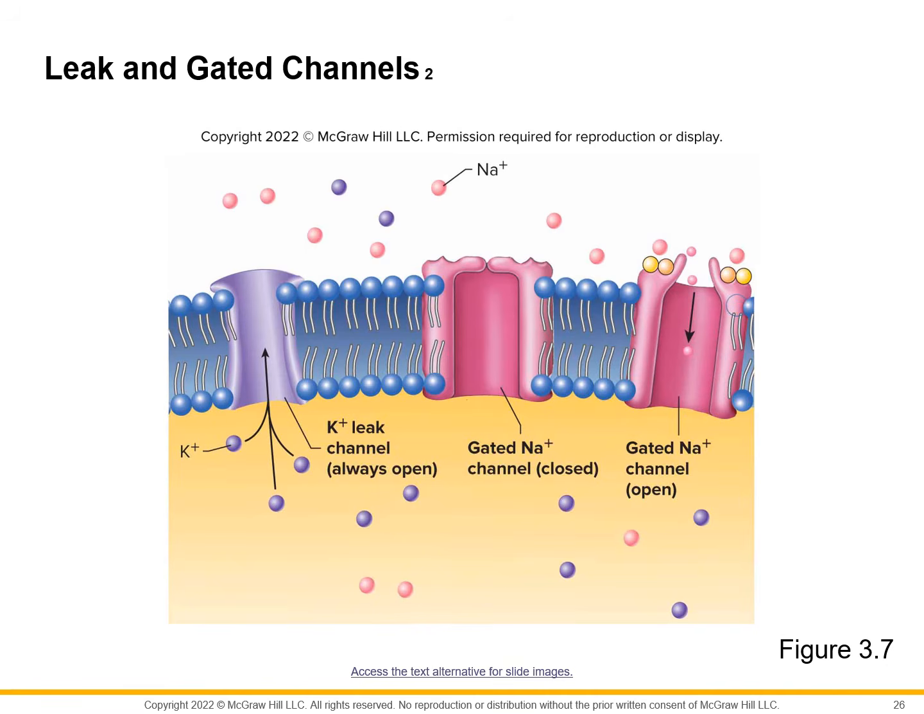This is an illustration of leaked and gated channels. As we can see right here, for leaked channels, diba, it shows here that there are potassium ions that could pass through. So it's always open. Potassium ions have no trouble getting into the cell if they pass through these leak channels.